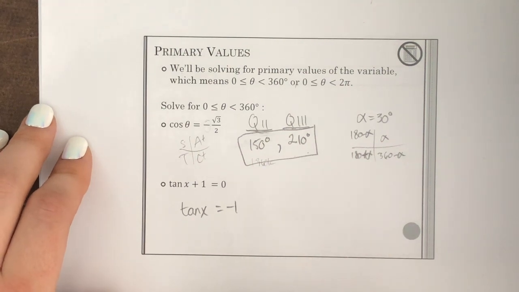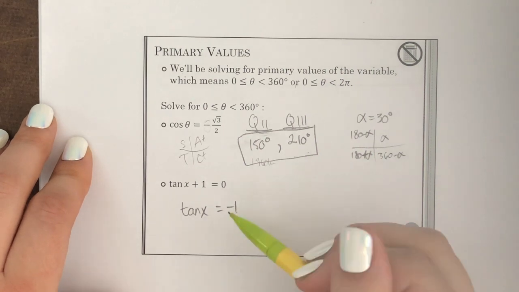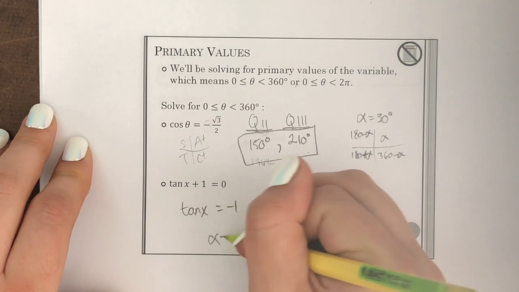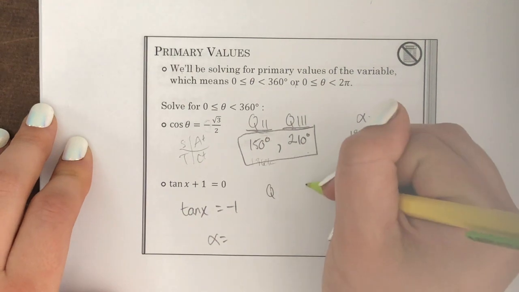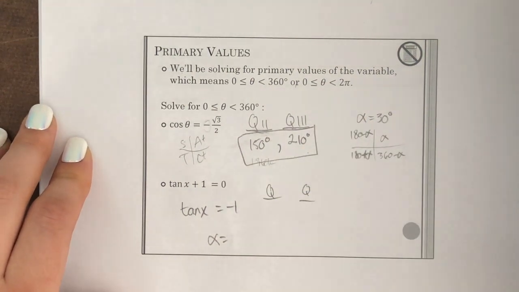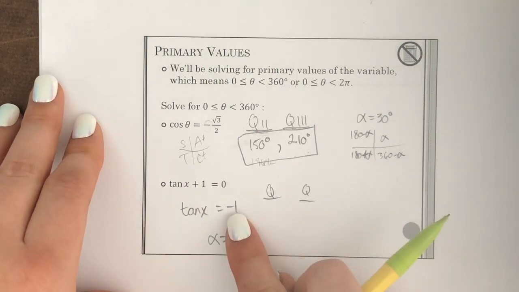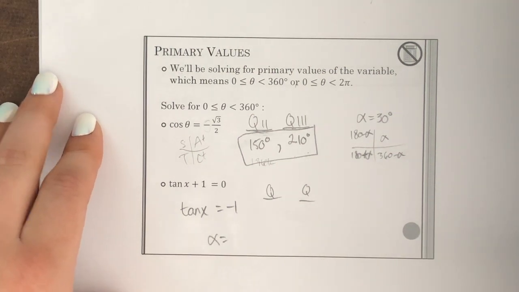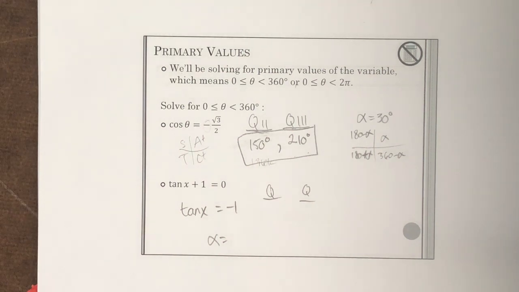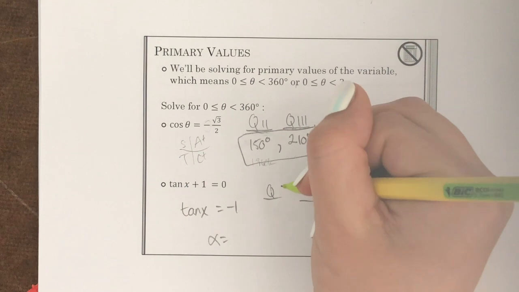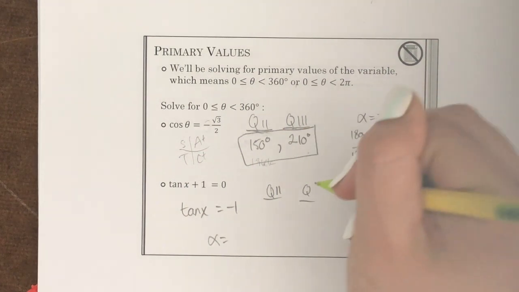We had a graphic organizer for this on a colored piece of paper way back when, if you want to refer to that. But you need your reference angle and you need your quadrants. If it's not a quadrantal angle, it's always going to be 2 quadrants. So tangent is negative. Take a second, think about which quadrants tangent is negative in. Alrighty, tangent is negative in Q2 and Q4.